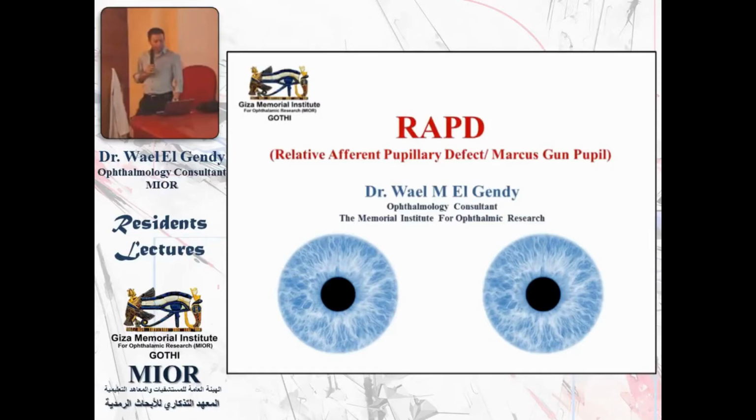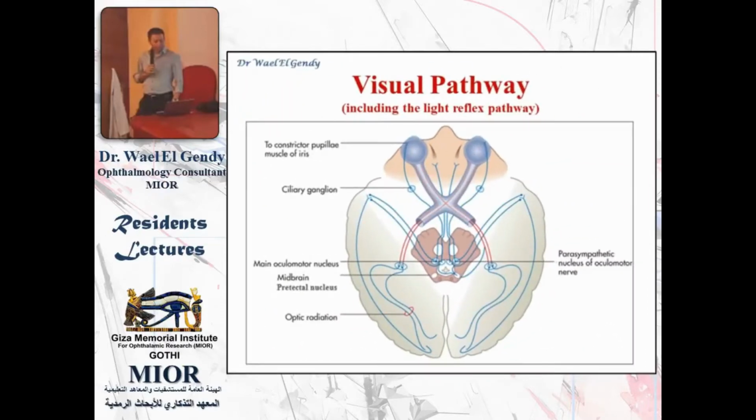In order to understand the relative afferent pupillary defect, first we need to go through the visual pathway and the light reflex pathway. The visual pathway starts in the retina, and then the optic nerve, and then passes the chiasma and the optic tract. From the optic tract, you relay in the lateral geniculate nucleus, and from the lateral geniculate nucleus comes out the optic radiation, which ends in the visual cortex, the occipital visual cortex.